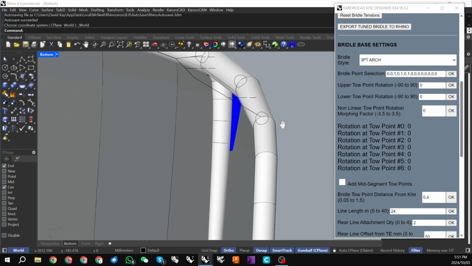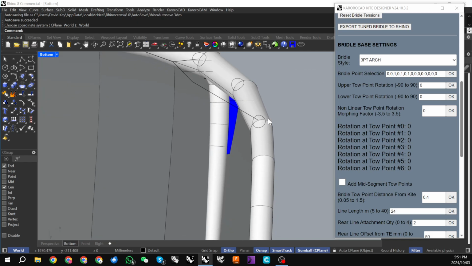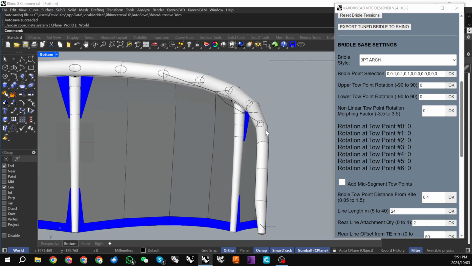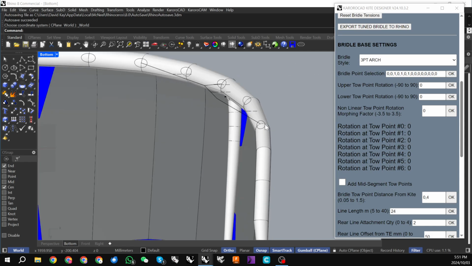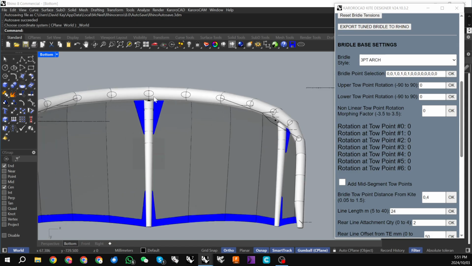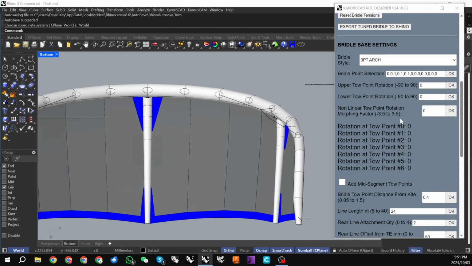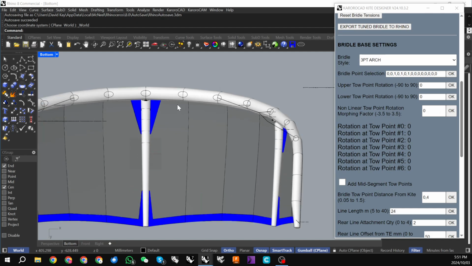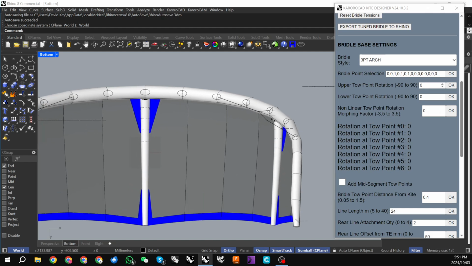But it has been asked that if it was possible to sort of move, especially these lower points, a little bit more outboard. So these new tools are just what's needed to do that. So we have two new parameters that we can add in here: the upper toe point rotation and the lower toe point rotation.